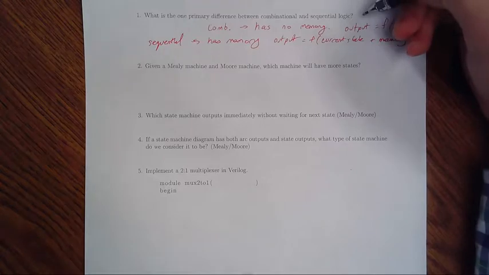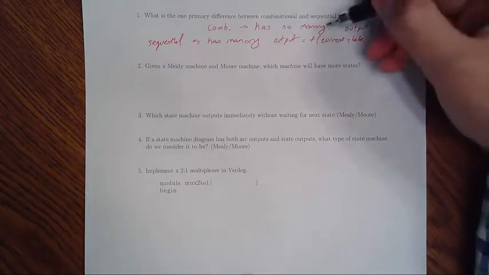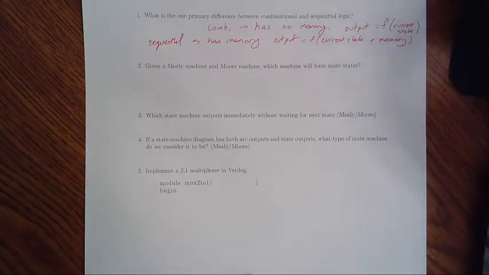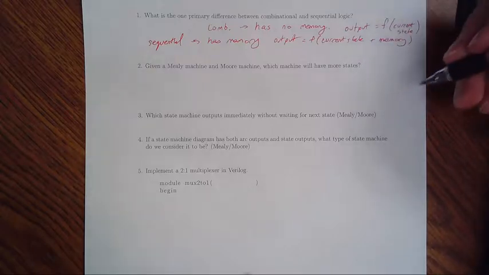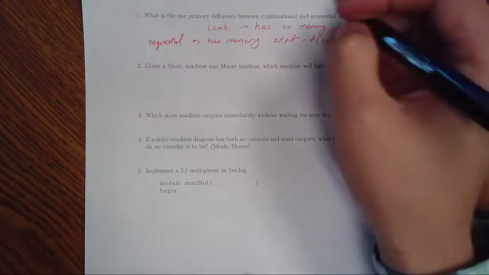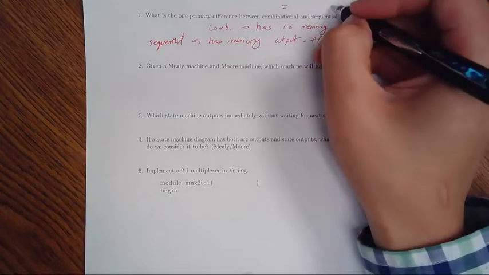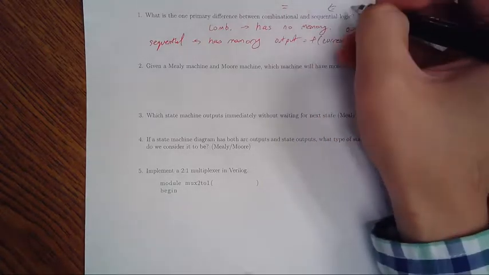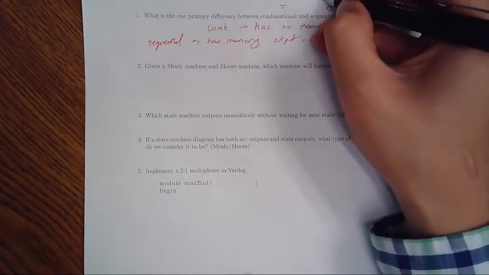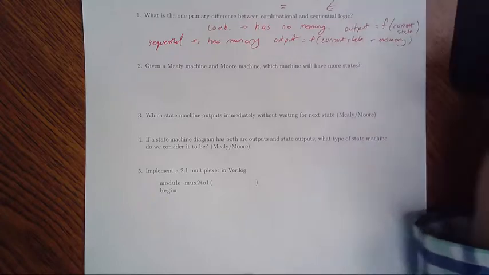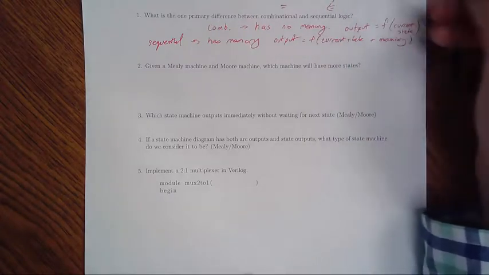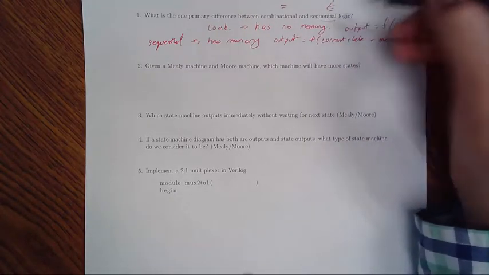Now, some of you went on and said combinational is all at once, sequential is step by step. That's also not true. Some of you mentioned blocking versus non-blocking. That's only true in an always block. Outside of an always block, you can't really do sequential logic.